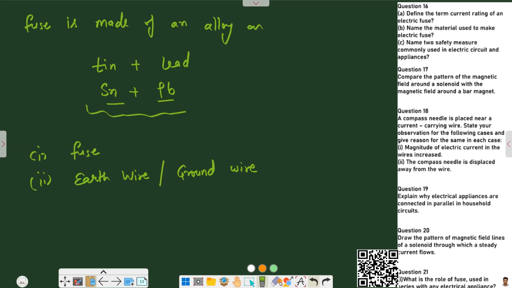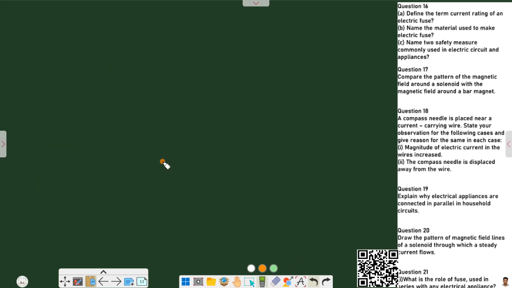Now moving to question number 17, we have to compare the pattern of magnetic field around a solenoid with the magnetic field around a bar magnet. This type of question we have already covered, and let me show you.